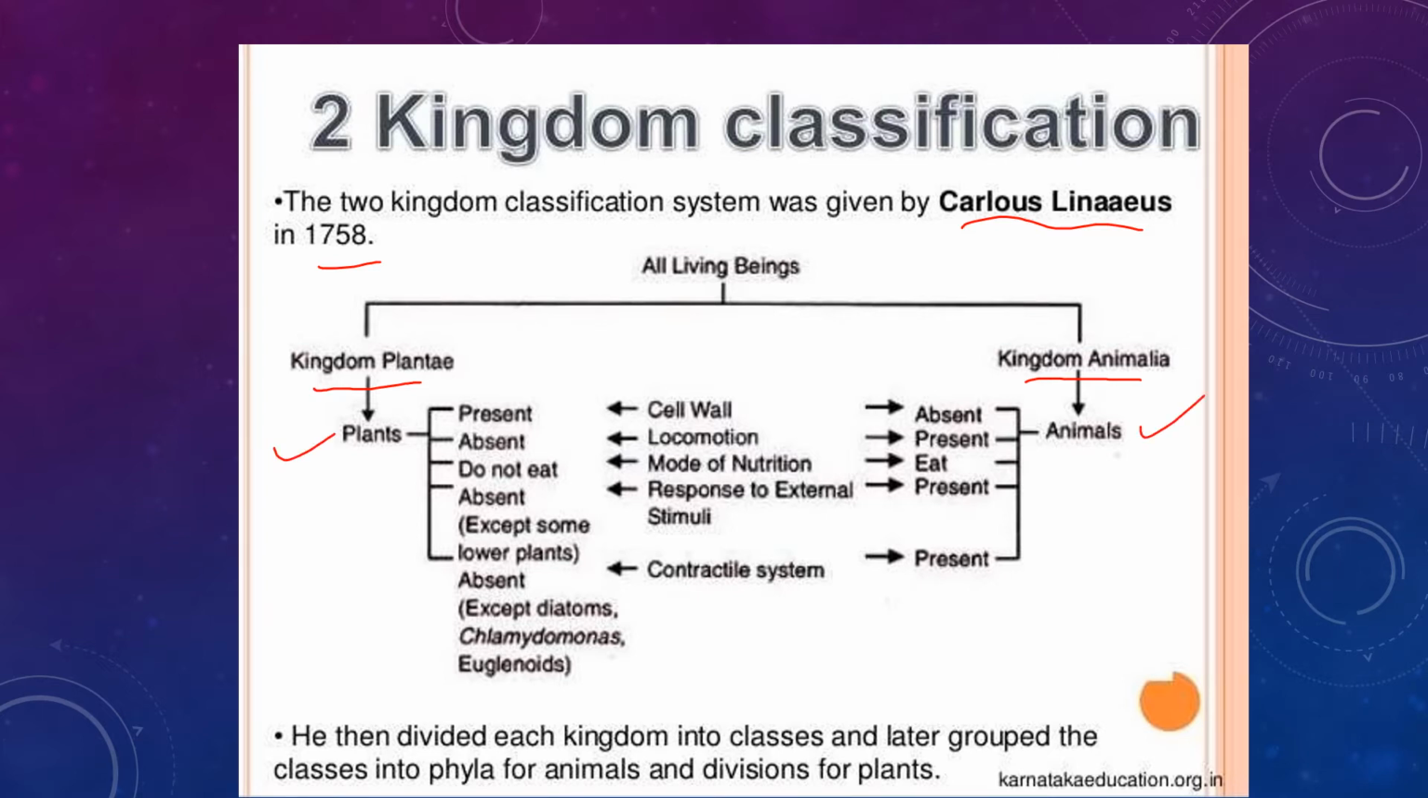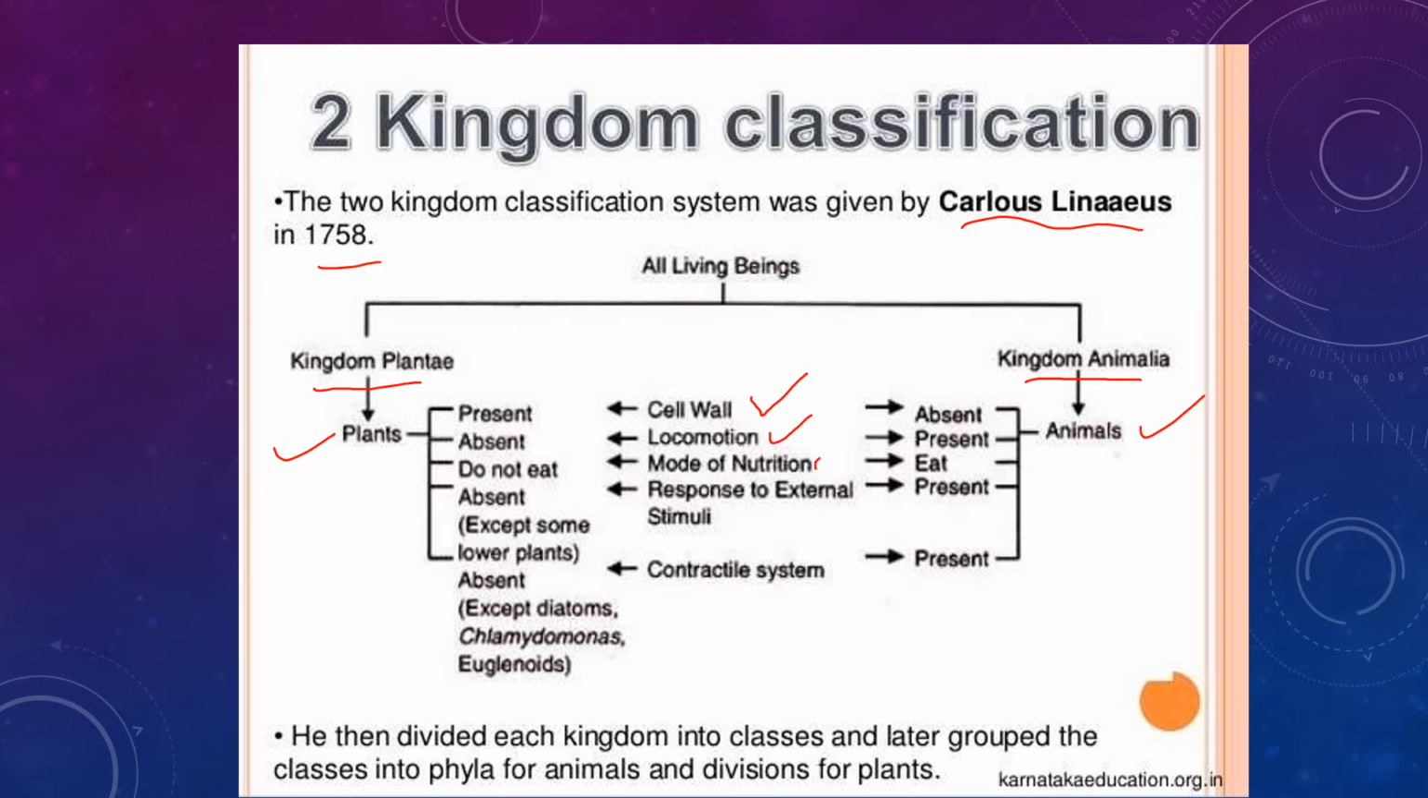Now there are some points that you need to remember, on what basis they were classified, one in the category of plants and the other in the category of animals. The first point was the cell wall. Cell wall is present in plants, it's absent in animals. Then the criterion of locomotion: plants cannot move, so locomotion was absent in plants and present in animals.